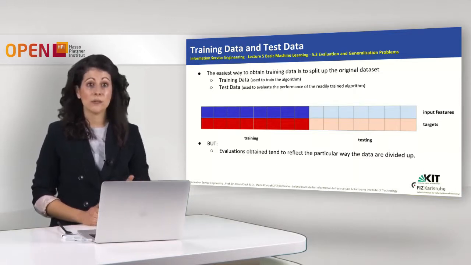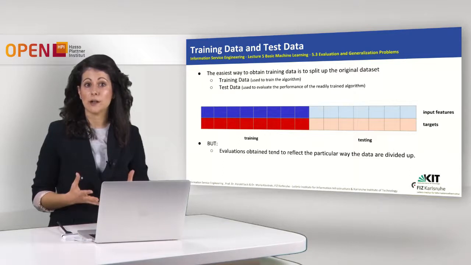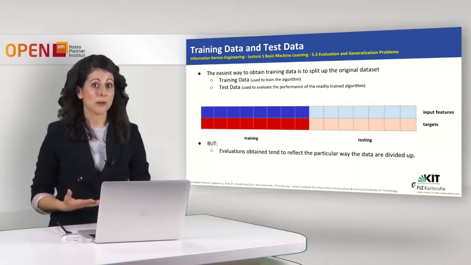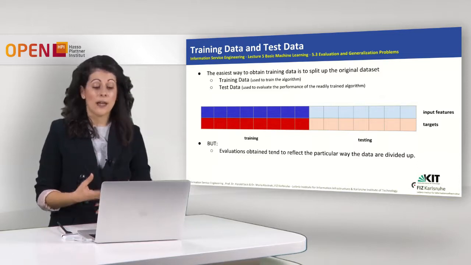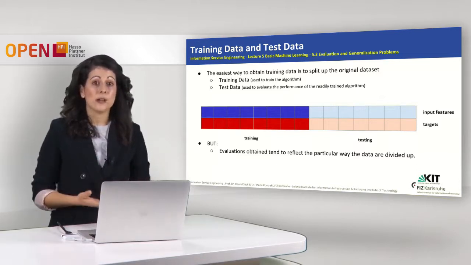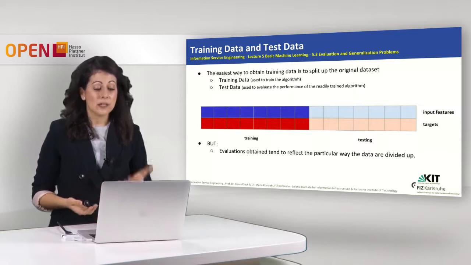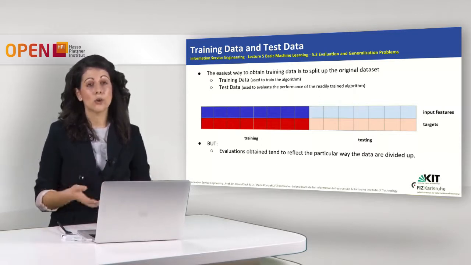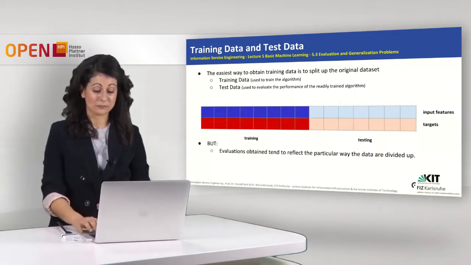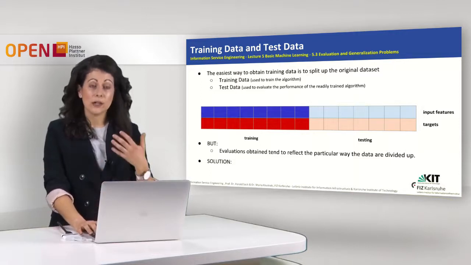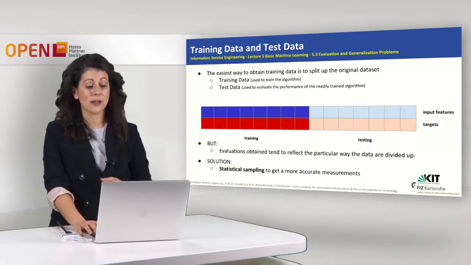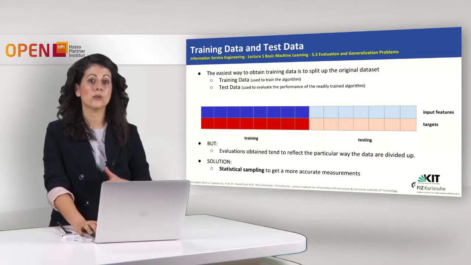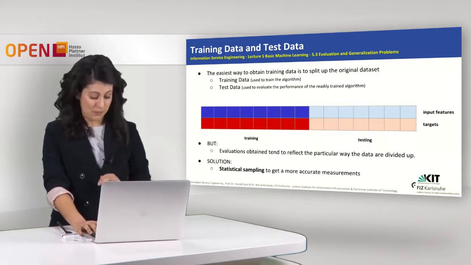And another problem here is that we know that the machine learning algorithms have many parameters, which need to be tuned at some point. And following this strategy, we cannot tune the parameters neither in the training set nor in the test set. So what to do? There is also another way to approach and gather training and test data, which is called statistical sampling. And we use this usually to get more accurate measurements.